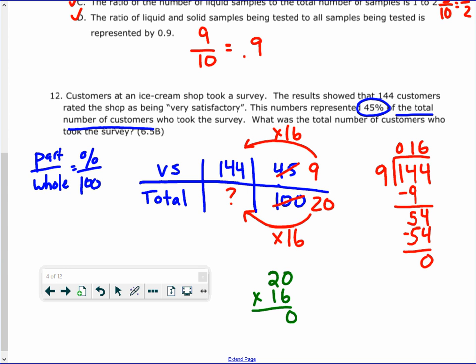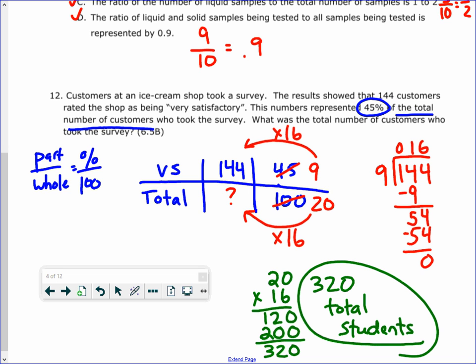So 6 times 0, 6 times 2 is 12. And then, what do you know? 320. So 320 total students were in our survey. So 320. And that makes sense, because half of it would be 288. And obviously, it's a little bit more than that. So, all right, let's keep going.